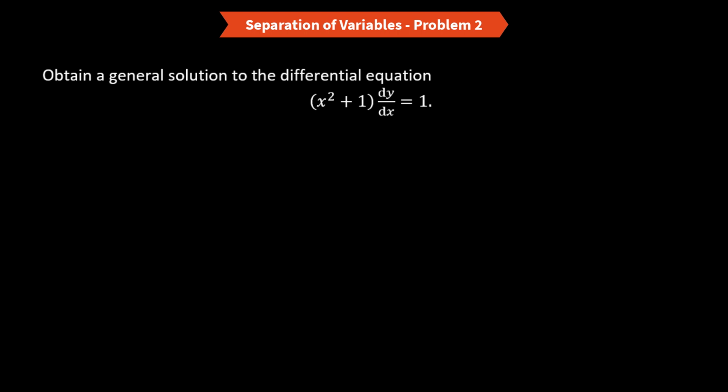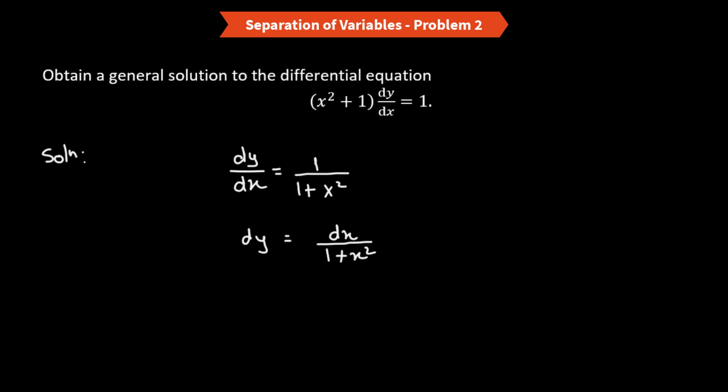Problem number 2. So here we have the differential equation x squared plus 1 times derivative of y with respect to x equals 1, or it can be rewritten as derivative of y with respect to x is equal to 1 over x squared plus 1. Separating the differentials, we get dy is equal to dx over 1 plus x squared.